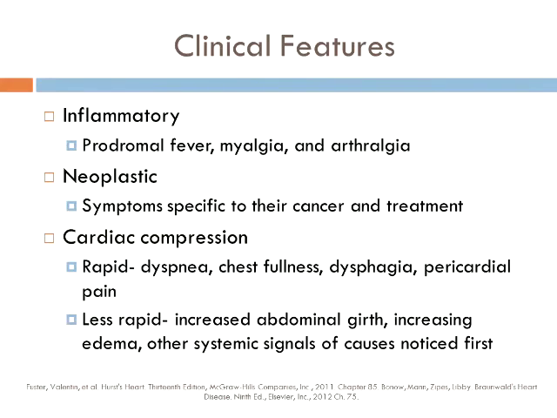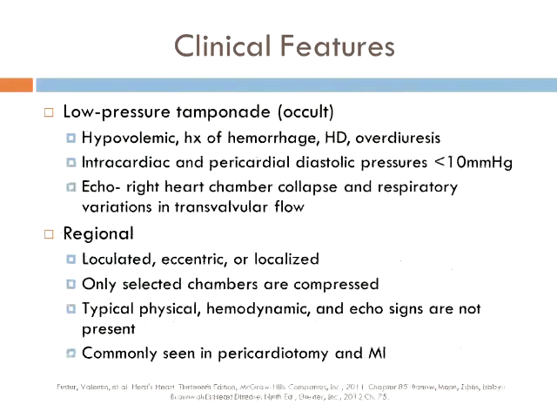Here are some specific subcategories of it. Low pressure tamponade, these patients won't present exactly like a normal tamponade because they have hypovolemia. They present a little bit differently. On echo, we'll still see the same changes. And then regional, these patients usually have a regional tamponade, so one area like just the atrium is collapsing, or just one section, and that's due to pericardium or an MI, one specific area.